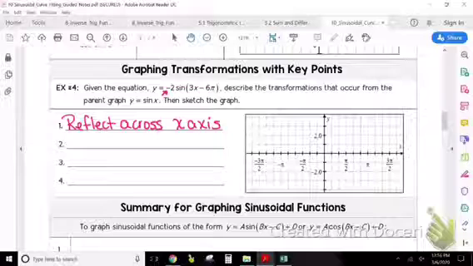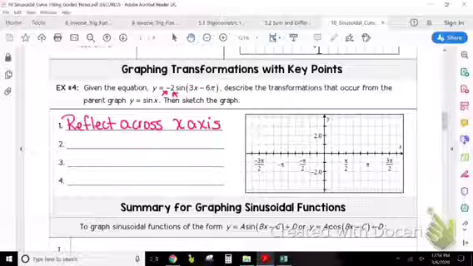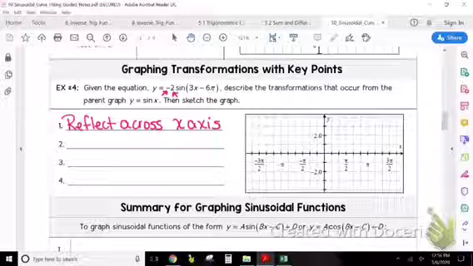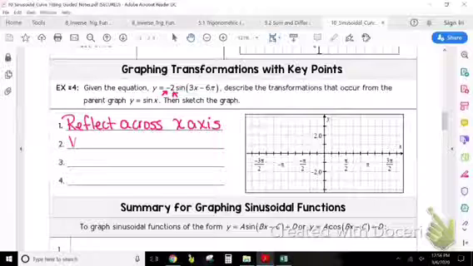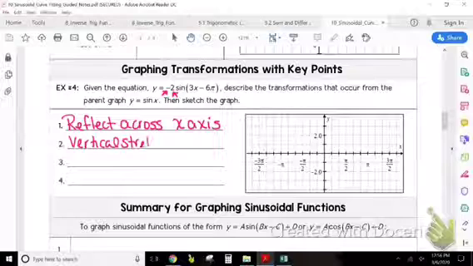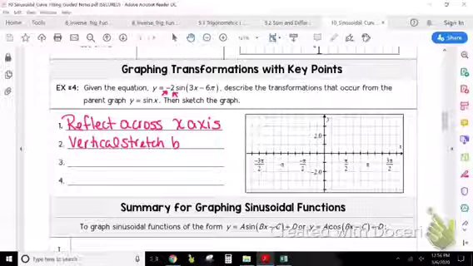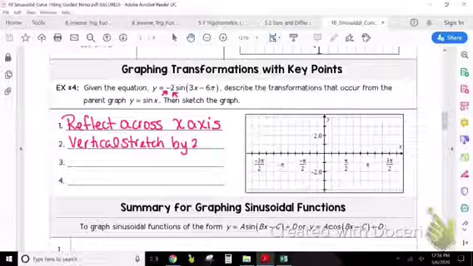All right, what is the 2 going to do? It's going to be the midline. No. It's going to be amplitude. It's the amplitude, the distance from the midline to the maximum. It's also known as a vertical stretch. So it's going to be a vertical stretch by 2. That would be if it was a compression, it would be by 1/2.